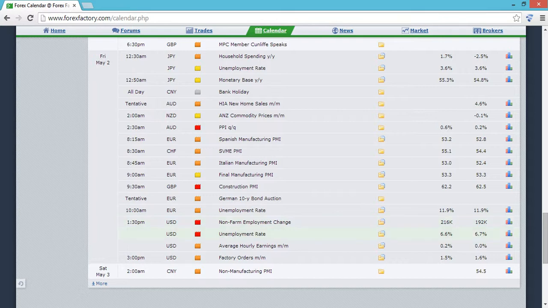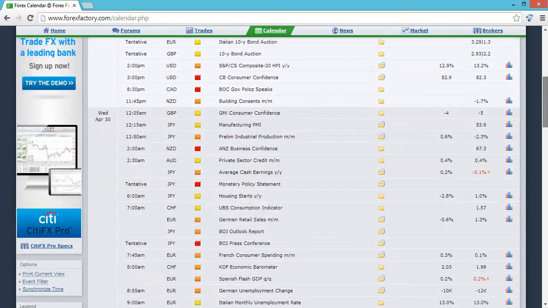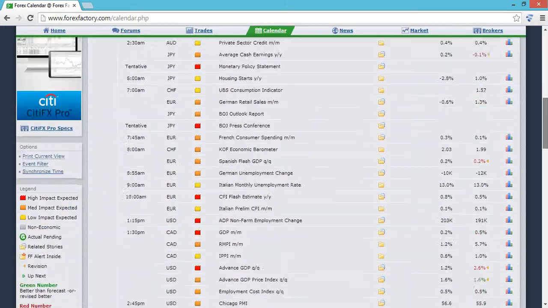But still, the unemployment rate is expected to drop here, so Forex Factory is forecasting 6.6% from the previous 6.7%. But no, it should be an interesting week. Quite a bit of data out, quite a bit of big data out. And of course it's NFP week, so it's always going to be interesting.